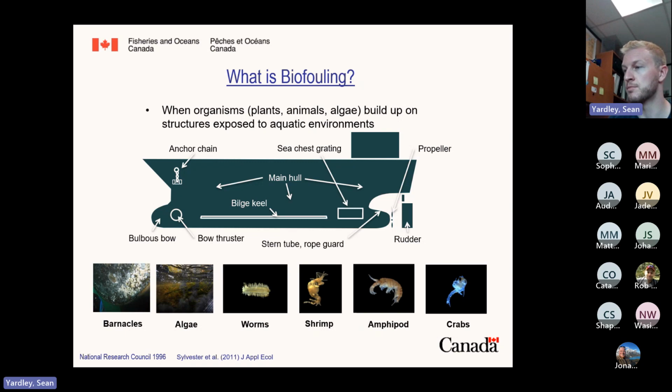And eventually you have a ship hull with potentially organisms from a bunch of different environments that could work their way to Canada and then become released. I've also included a couple photos here of the types of fouling and what it may look like. You can see in the bottom left, we have different barnacles, algae, worms, shrimps, amphipods, crabs, all different types of things can attach to the hull and hitch a ride to wherever they may be going next.